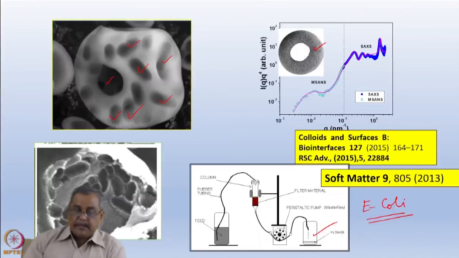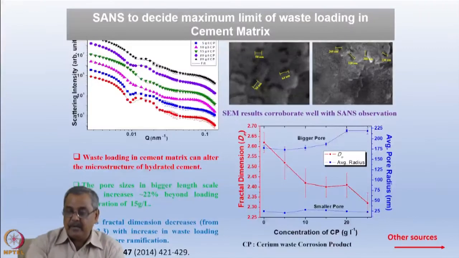So with this example, I come to an end of the Q range that can be used in Dhruva, and the kind of studies that have been undertaken on these instruments. And you can see that small angle neutron scattering is important for basic as well as applied fields, from the examples in micelles, protein unfolding, and this removal of E. coli bacteria.